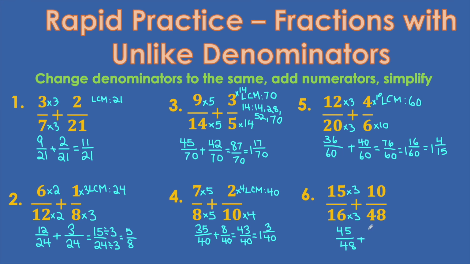plus 10/48 equals 55 over 48. Change into a mixed number, and you get 1 and 7/48. And that is our final answer, since it can't be simplified any further.